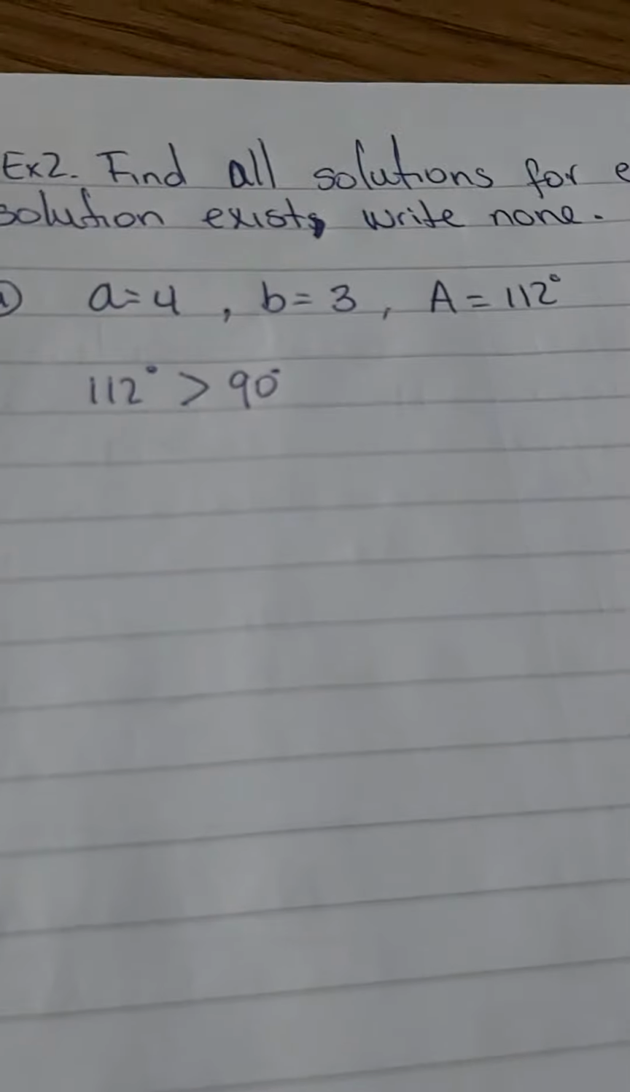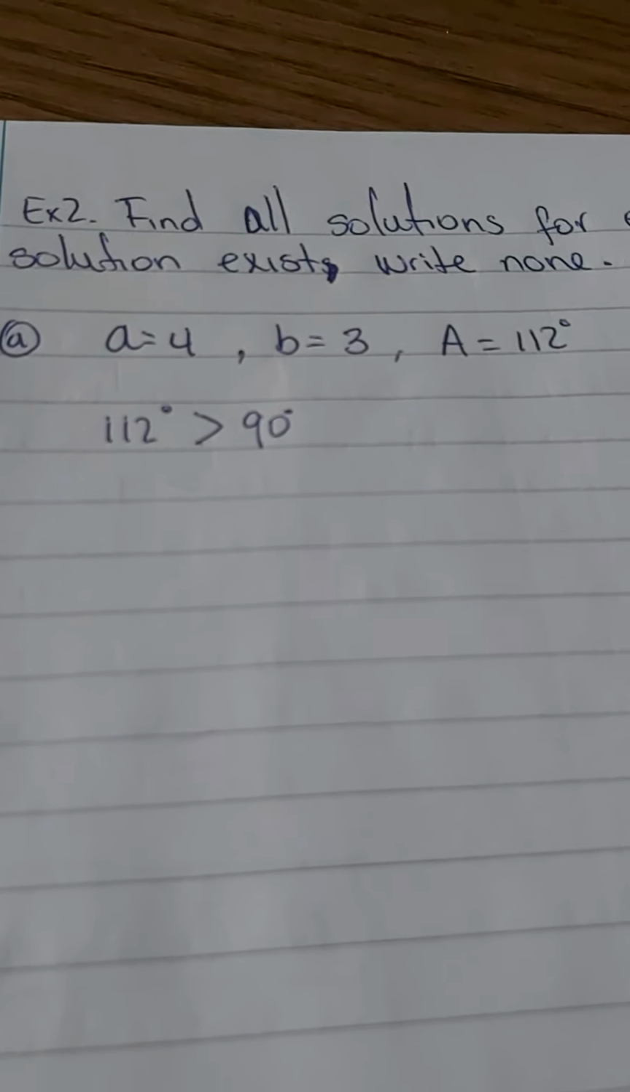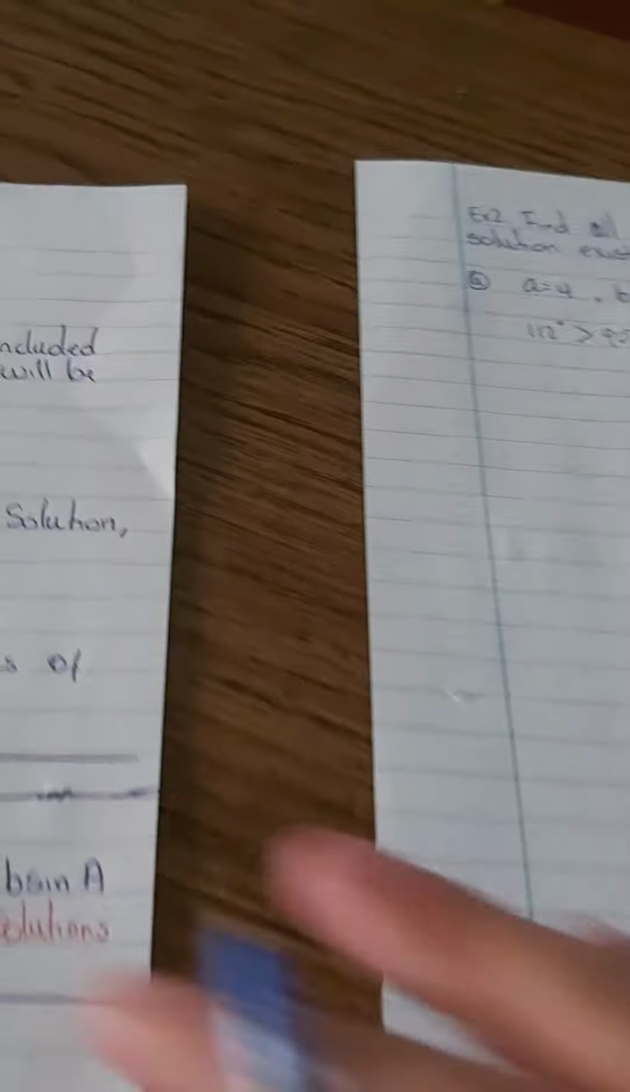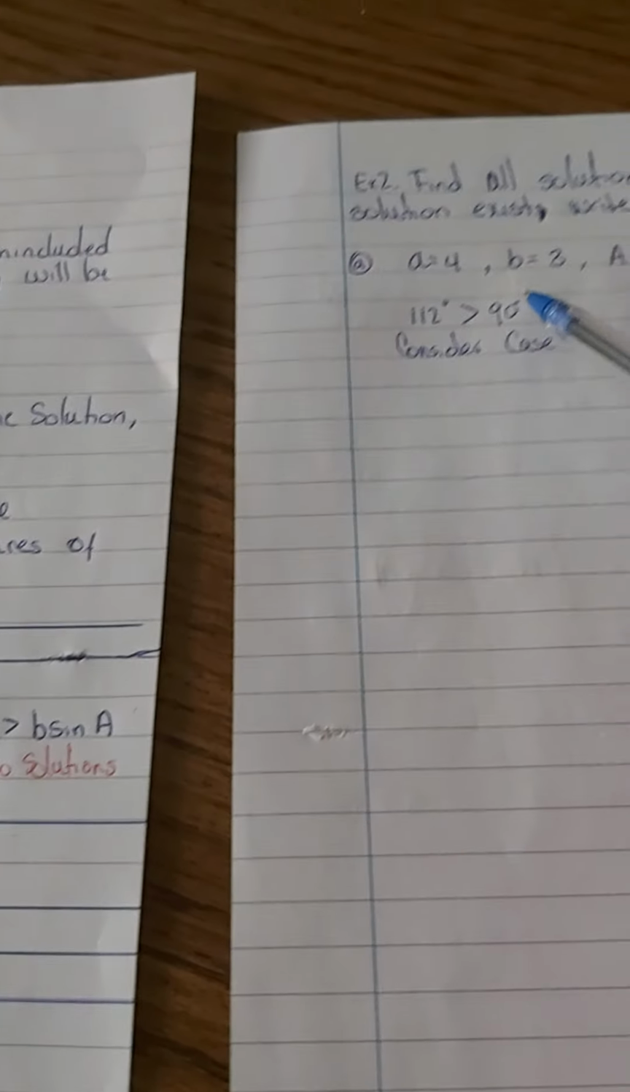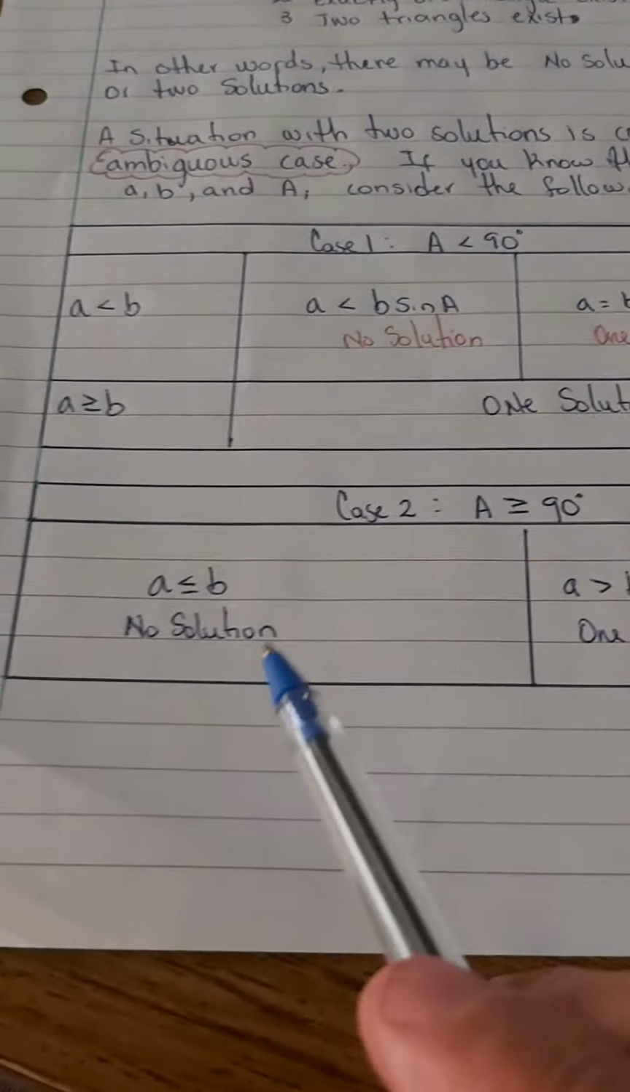Notice, angle A is 112. So let's compare 112 with 90 degrees. In this case, 112 is greater than 90 degrees. So when A is greater than 90, we're going to consider case 2. Case 2: A is greater than or equal to 90. In this case, 112 is greater than 90. Okay?